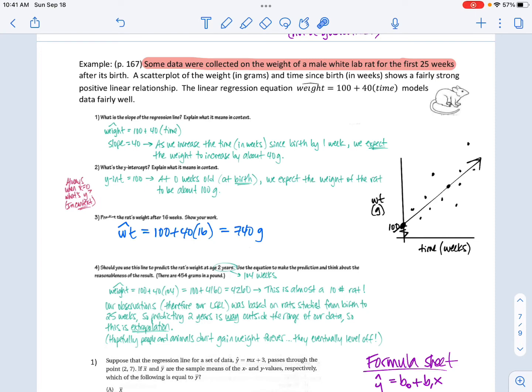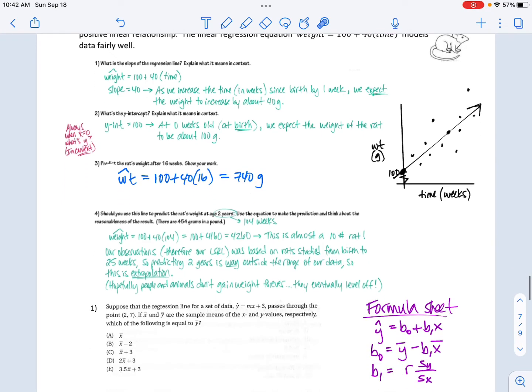Do you continue gaining weight at the exact same rate that you did when you were a baby? Probably not, my high school students. Same thing for a rat. This is a classic example of an extrapolation. We cannot stand behind this number. We do not want to see a 10-pound rat out there. This is an extrapolation. I do not know that my line continues beyond what we studied, which was 25 weeks. And actually, I'm pretty sure it doesn't continue like that.